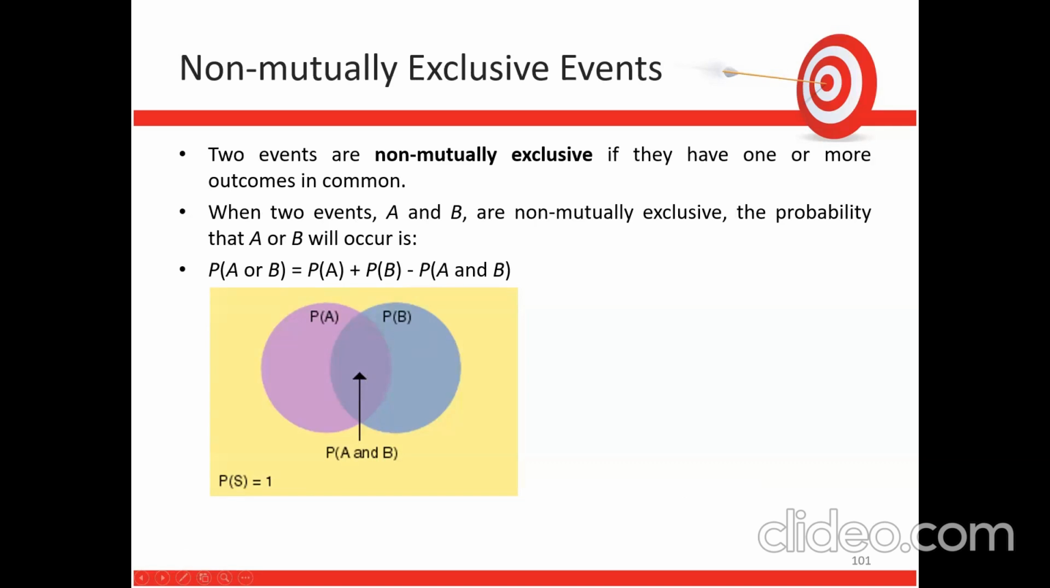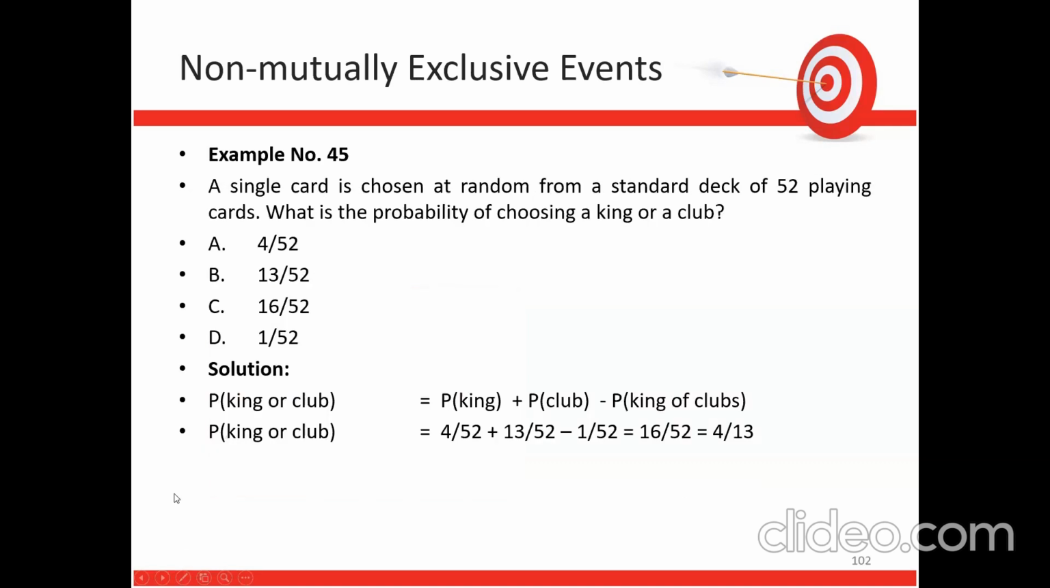Ito. Okay. Sample naman. A single card is chosen at random from a standard deck of 52 playing cards. What is the probability of choosing a king or a club? Oh, di ba? Dalawa. Solution: probability of king or club is equal to probability of king plus probability of club minus probability of king of clubs. Di ba? Yung flower. Flower ba to? O tama. Is equal to 4/52 plus 13/52 minus 1/52. Iisa lang naman yung king of clubs. Okay, 4 yung king. 13 yung club. Isang set. Yan. So, 16/52 or 4/13. So, this is letter C.